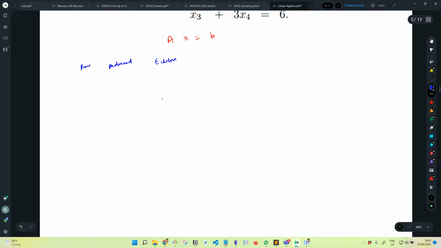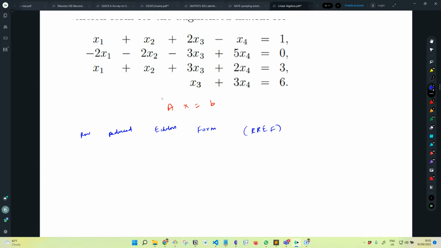Row reduced echelon form. So today's class, we will see what does it mean to reduce a matrix A to RREF. By RREF, I mean row reduced echelon form. And what is the advantage of reducing a matrix to RREF, right? So the context is still going to be same. The end goal is to solve system of linear equations, meaning let's say I give you four equations with four unknowns. The task is to find assignments to unknowns in the equations.